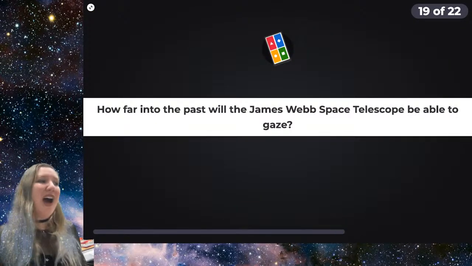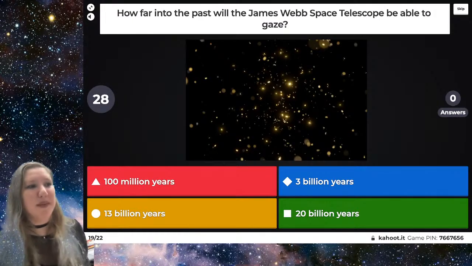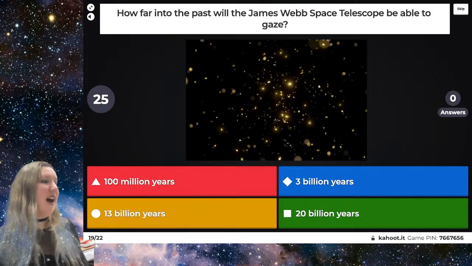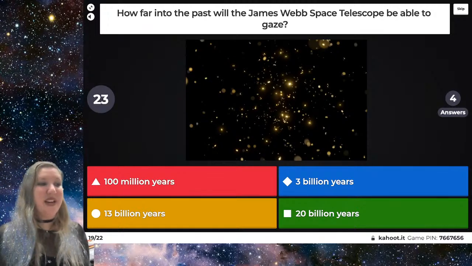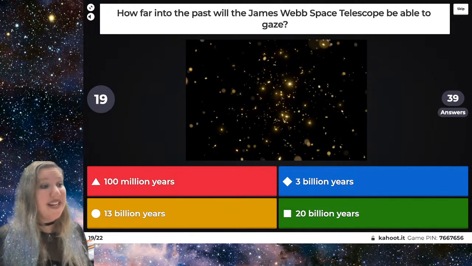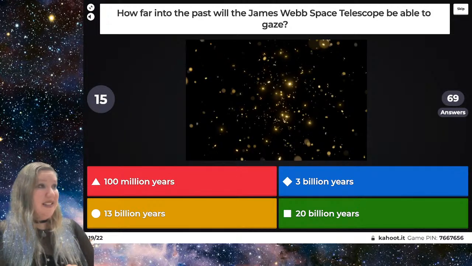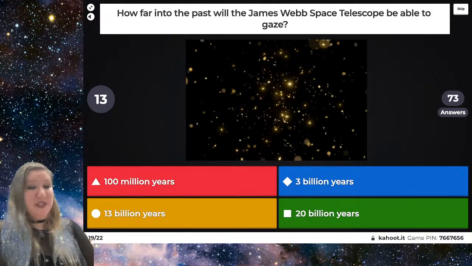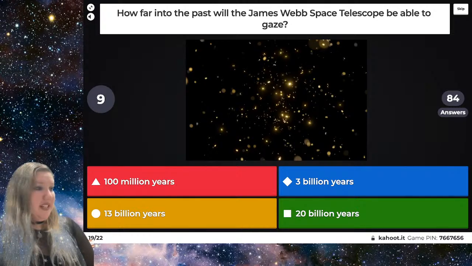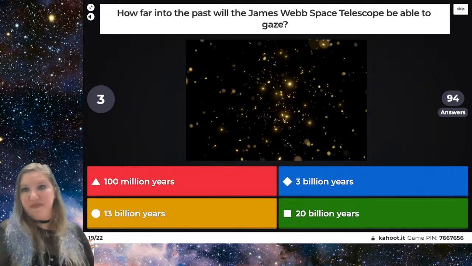So, how far into the past will the James Webb Space Telescope be able to gaze? Is it 100 million years? Is it 3 billion years? Is it 13 billion years? Or is it 20 billion years? So how far into the past will the James Webb Space Telescope be able to look? 100 million years, 3 billion years, 13 billion years, or 20 billion years?